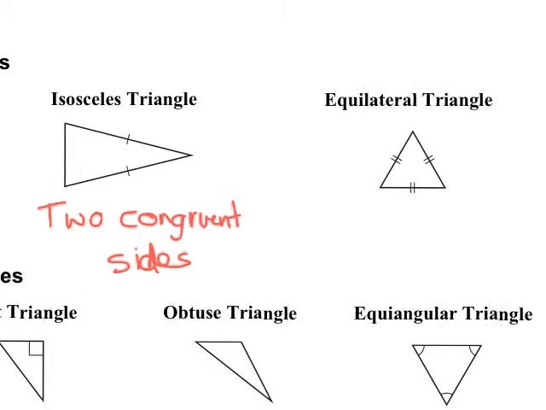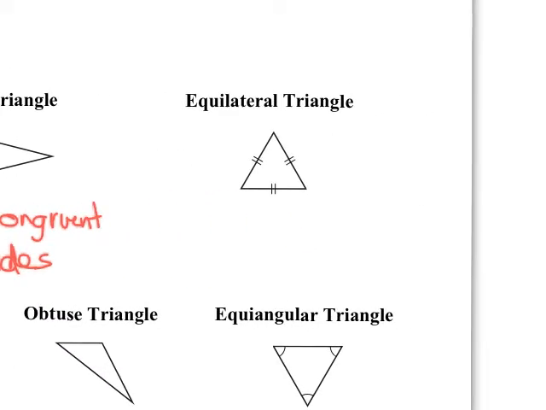And then equilateral is when all sides are congruent. So three congruent sides. Okay, so scalene, no congruent sides. Isosceles, two congruent sides. Equilateral, three congruent sides. You got that?